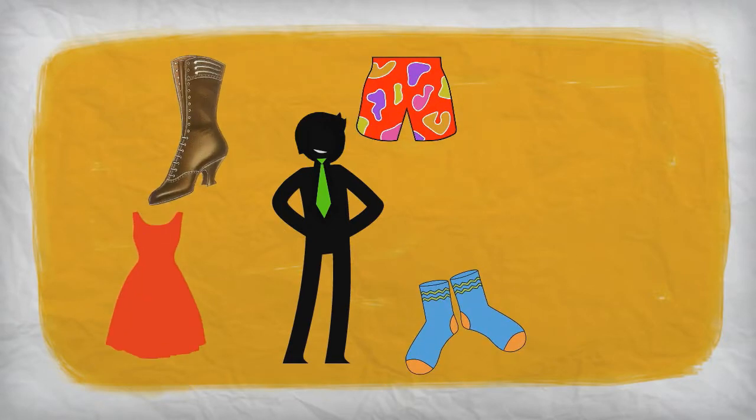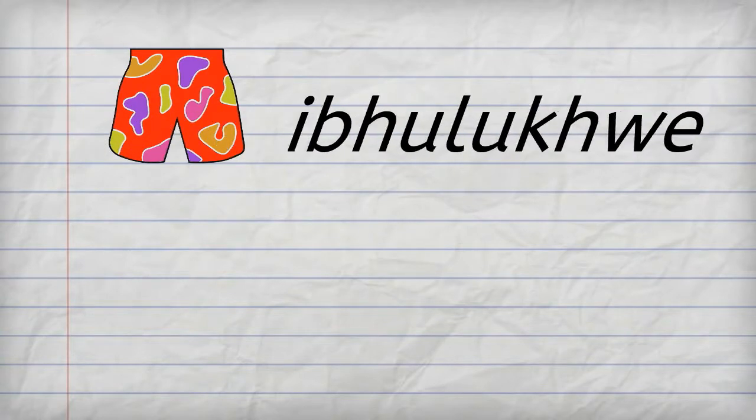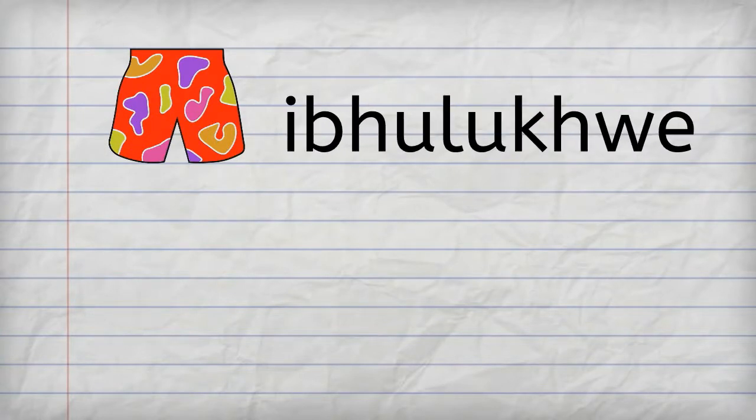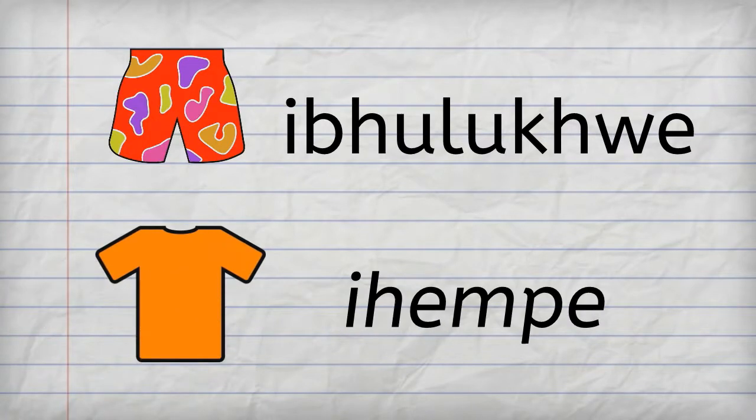Today, we're talking about clothes. Are you ready, kids? Yeah! First of all, the word for pants in isiXhosa is ibhulukhwe. Ibhulukhwe. And the word for shirt is ihempe. Ihempe.